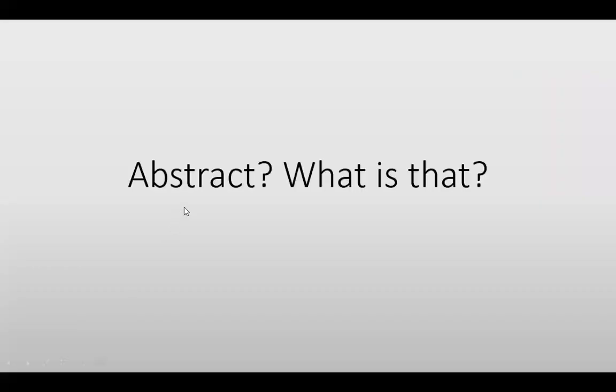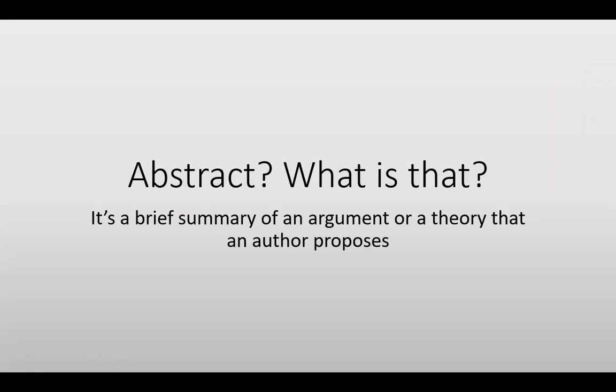Today I'm going to show you how to make a good and effective abstract. But first of all, as usual, we need to see what an abstract is anyway. An abstract is a brief summary of an argument or theory that an author proposes. If you are an author and you propose a theory or an argument in the form of an essay, for example, or an article, then you need to write an abstract, which is the summary of it all, okay? If your essay is 700 words, for example, then the abstract should be just 50 words to maybe 75.